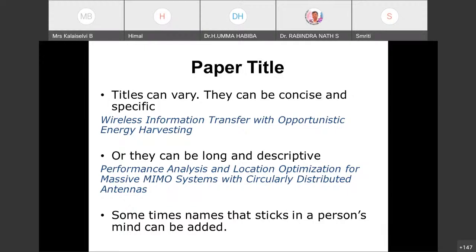Sometimes you try to put names, right? Names means words that stick in a person's mind that can be added. For example, I don't have a specific example. Let's say MIMO is multiple input, multiple output. That is some kind of a name that will stick to the mind of a person who is working in telecommunications fields and so on. So then later on, he or she might remember your title, and then later on, he or she might use it in their research and so on, right?